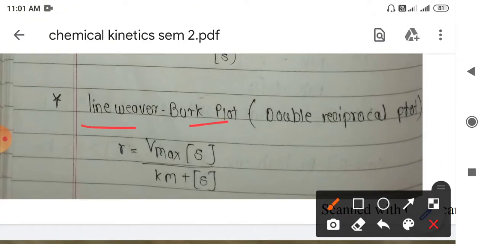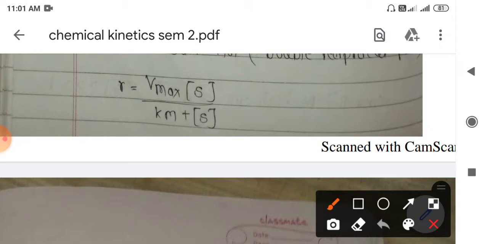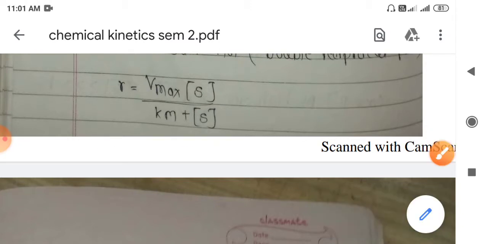This Lineweaver-Burk plot is also called a double reciprocal plot. As the name suggests, it is a graph of two reciprocal variables, meaning along the y-axis as well as along the x-axis we have the reciprocal terms. So the rate law obtained from the given mechanism is R equals Vmax into S divided by Km plus S.